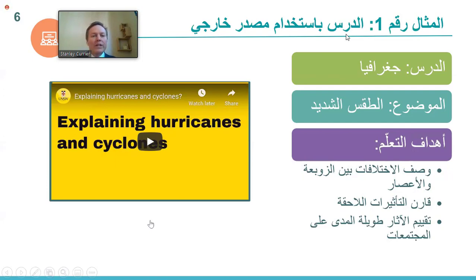So this sample plan is on the topic of geography, the subject of geography, and the topic is severe weather. The learning objectives for this lesson include describing the difference between tornadoes, cyclones, and hurricanes.